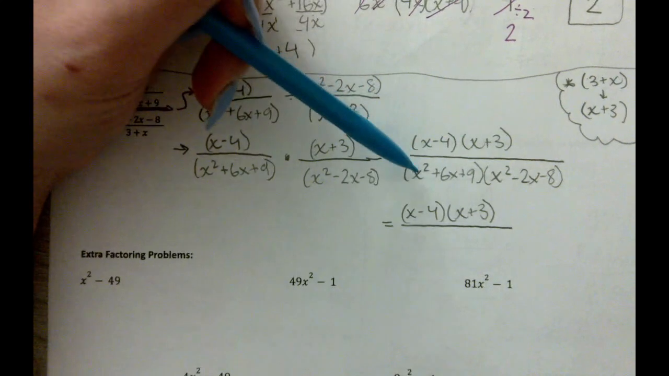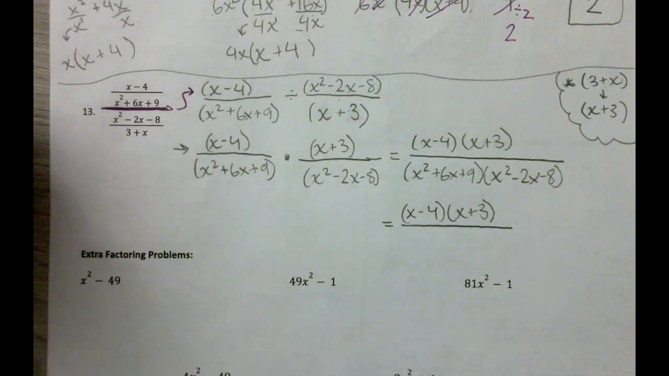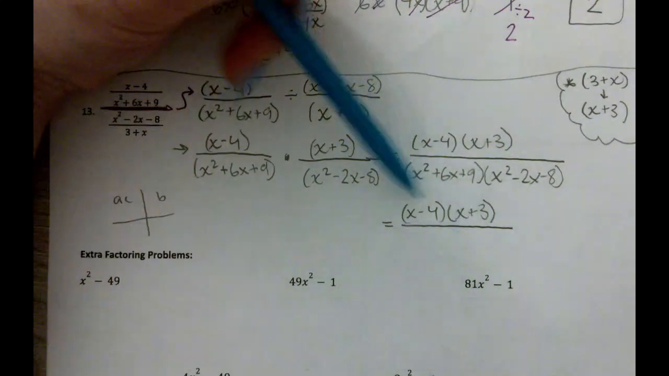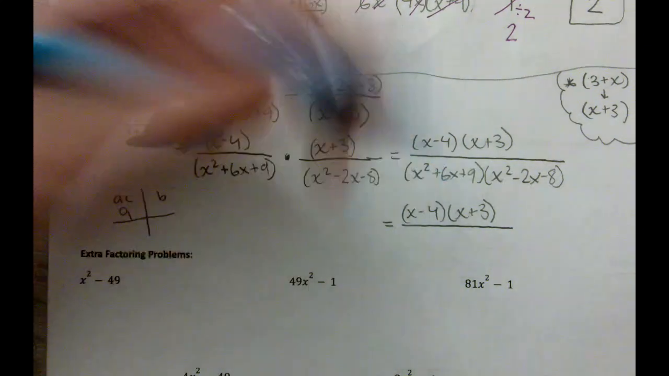x squared plus 6x plus 9. This is a trinomial. It has 3 terms, no number in front, so we just need an ACB chart. I'll come over here and write it. I've got plenty of space. A is 1, so we look at C, which is 9. B is 6.